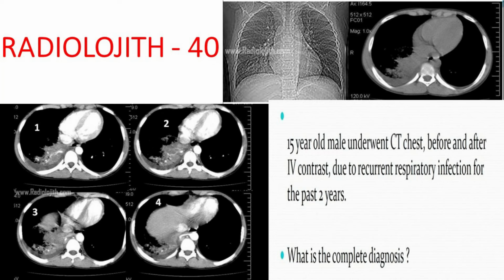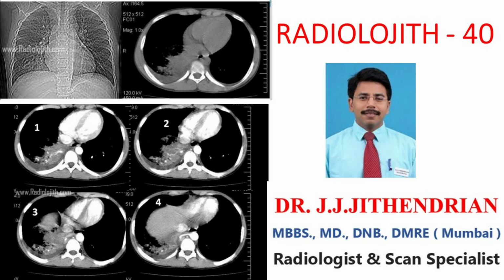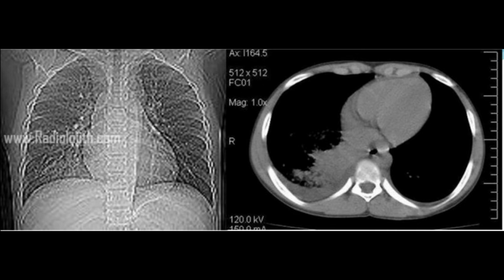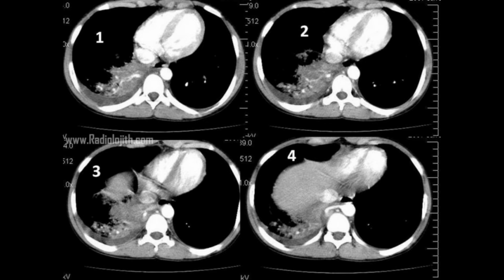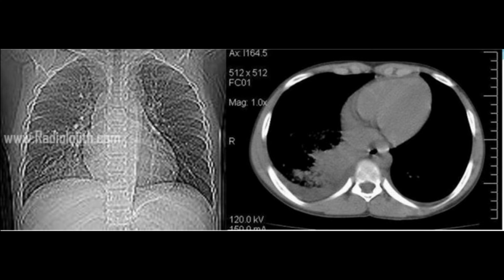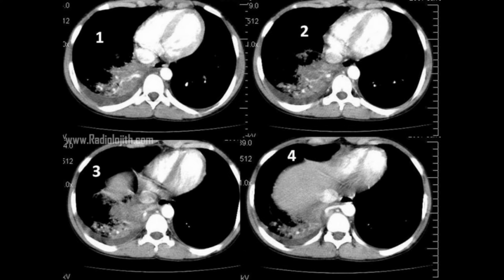Hello everyone, this is about a 15-year-old boy who underwent CT test before and after IV contrast due to his recurrent respiratory infection for the past 2 years. You can see the images and give the complete diagnosis. You can see especially the post-contrast images give very important findings. Go through that. If you want more time, please pause the video and go back and see the images again.